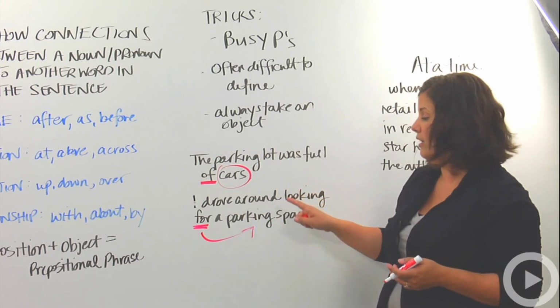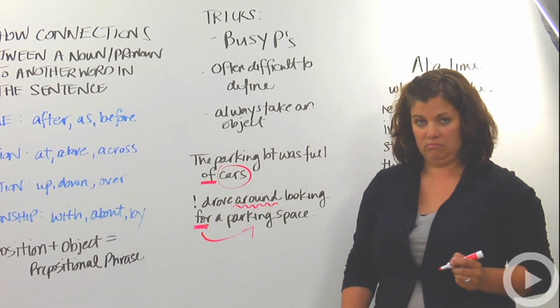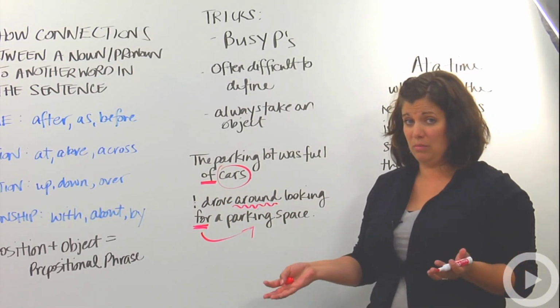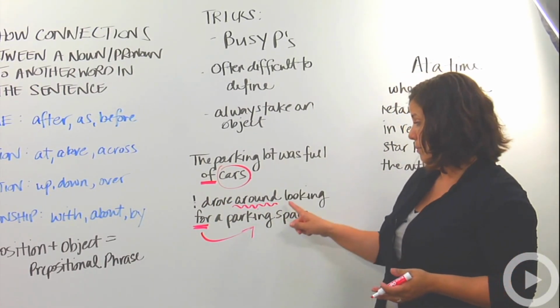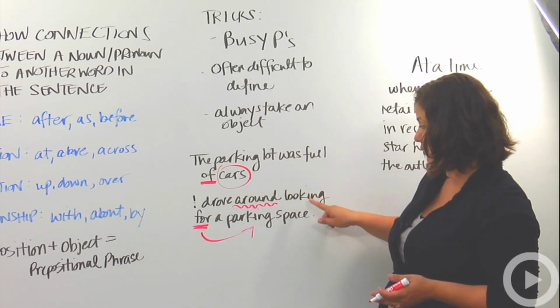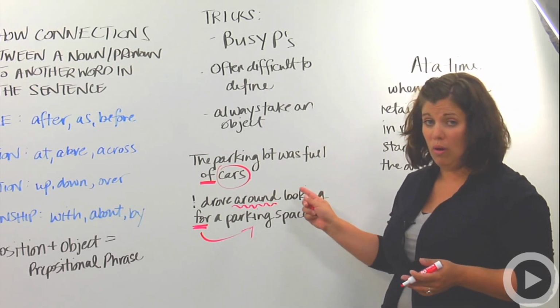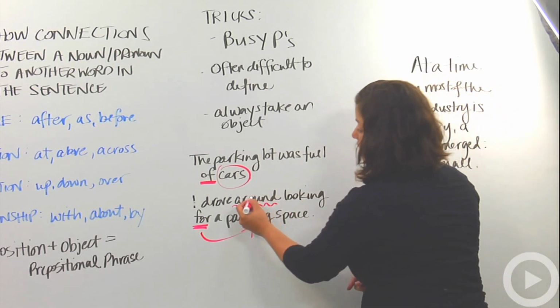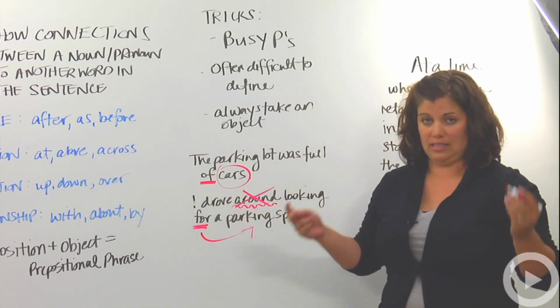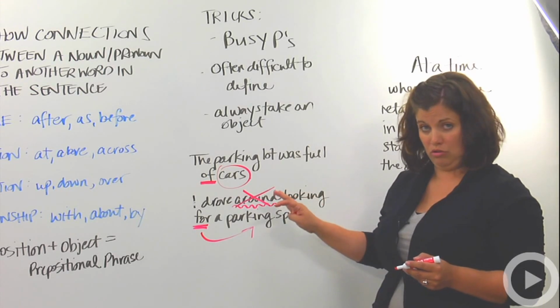Our other gut instinct may be to look at the word around. We might think it's a preposition, and many times it can be used as a preposition, but we've got to double check and see if it's followed by an object. So here, if we look at the word following around, it's looking. That's a verb. There's no object there. So actually here, around is being used as an adverb describing the way somebody drove. So we've got to be careful with some of those tricky ones.